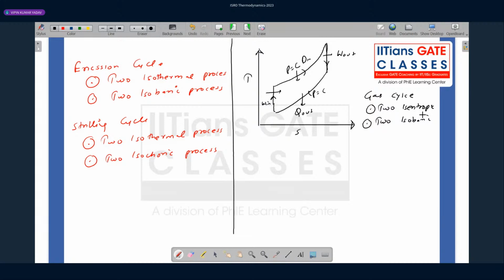Okay, now this is your actual cycle, this is your normal simple cycle, but they are saying if there are an infinite number of expansion and compression stages, let us see how it will look on the TS diagram. Okay, so let us say you start from here.